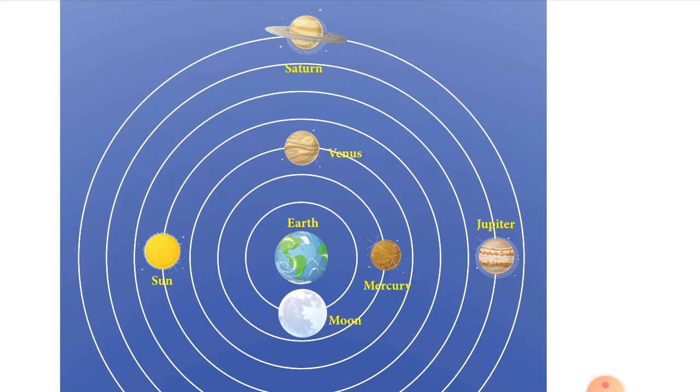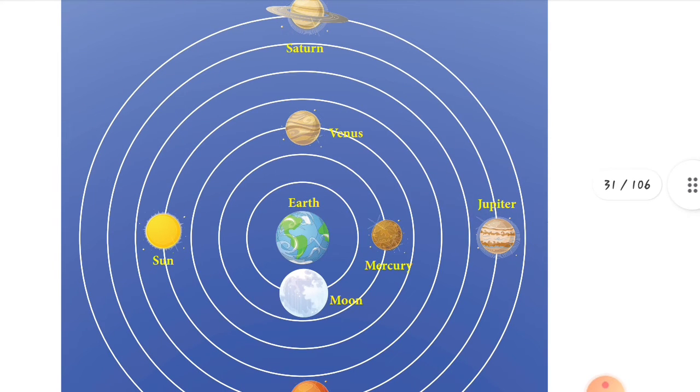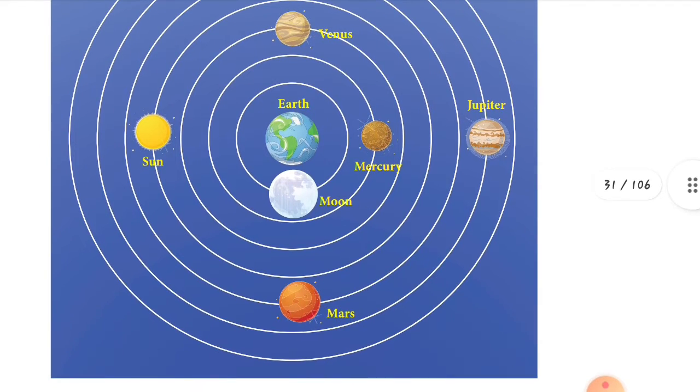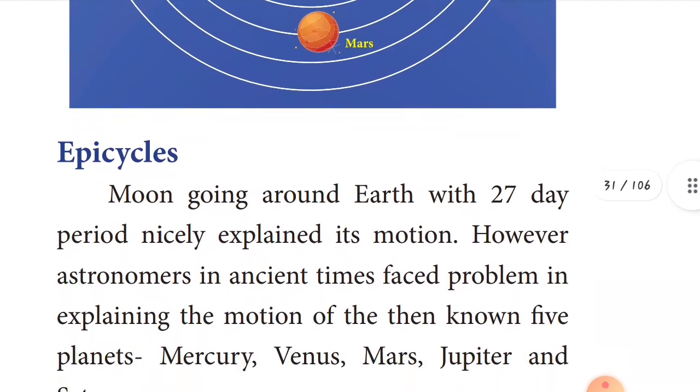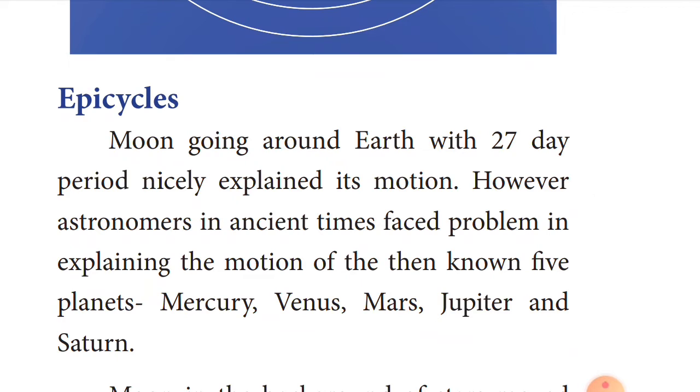You know, children, how many planets are in our solar system? Yes, 8 planets. What are the 8 planets? Mercury, Venus, Earth, Mars, Jupiter, Saturn, Uranus, Neptune. Here Pluto is missing because it is no longer counted as a planet. And what is an epicycle, children? Epicycle means the moon going around the Earth within 27 days. How many days, children? 27 days period. Nicely they explain its motions.